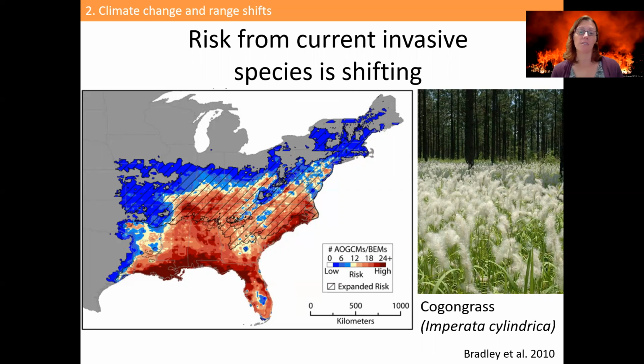So this is a map with lots of colors and lines on it, but basically what it means is the redder areas are higher certainty that those portions of the eastern US will be suitable for Kogan grass, which is on the world's worst list of invasive species, all along the Florida Panhandle and the Gulf Coast. So likely to expand upwards into the mid-Atlantic with climate change. And all the hash marks on this figure are areas that are currently not suitable at all for this species. So areas that it could not currently establish, but might with climate change.